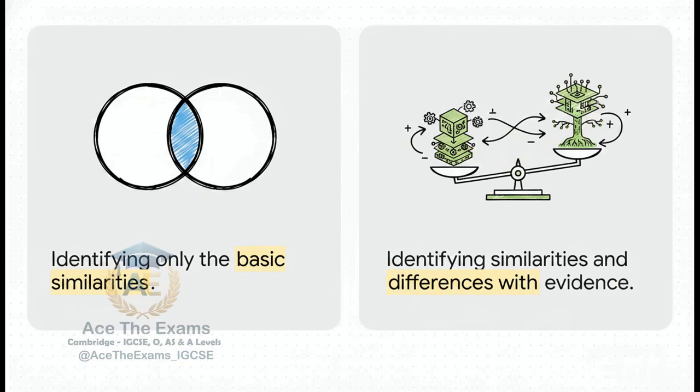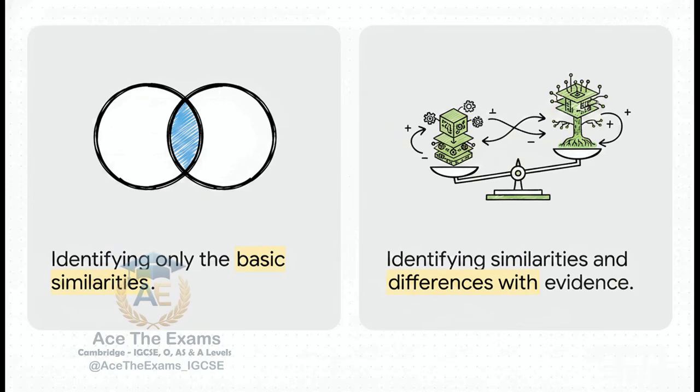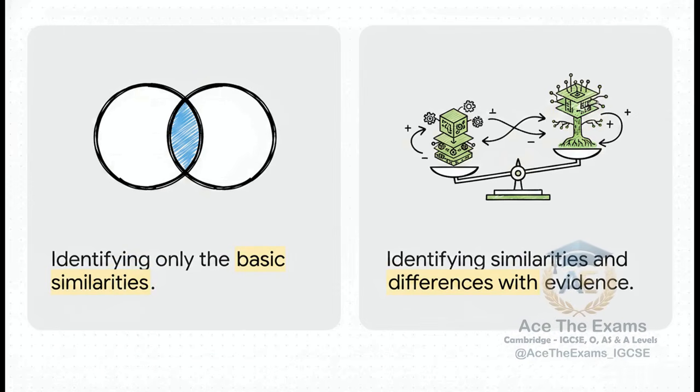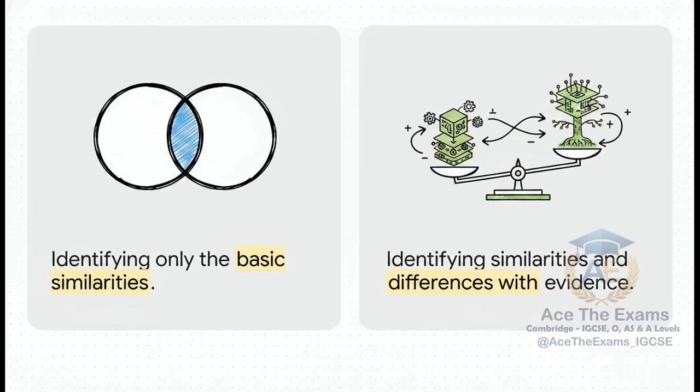You need to support every single comparison with direct evidence pulled straight from the exam scenario, and then, this is the kicker, draw a firm conclusion about their relative importance. Tell the examiner why one method is vastly faster to read from, whereas the other method consumes significantly more memory. That is the exact analytical depth examiners are begging to read.